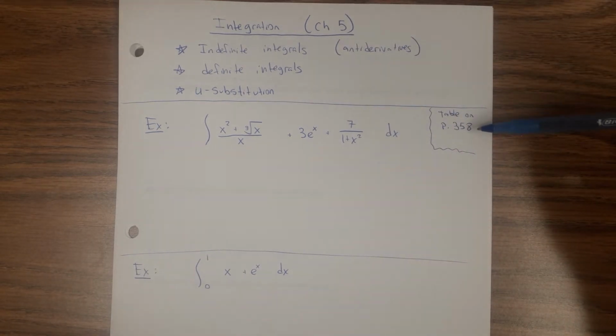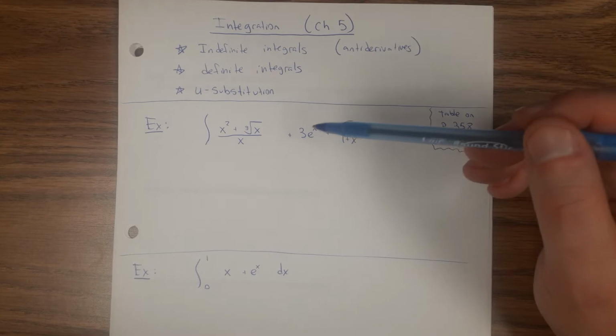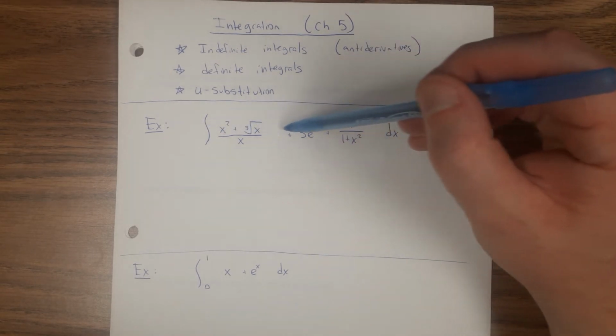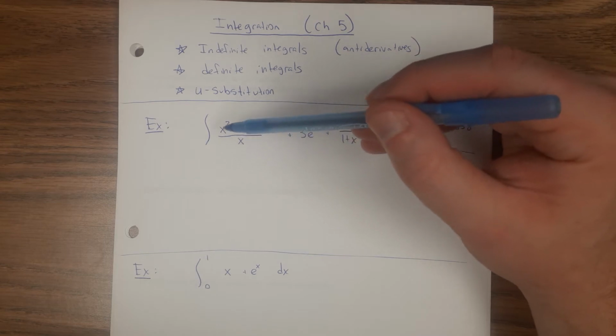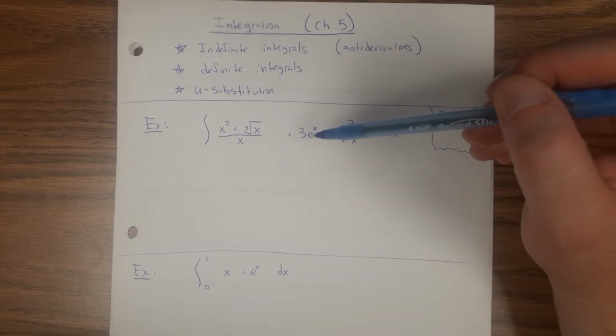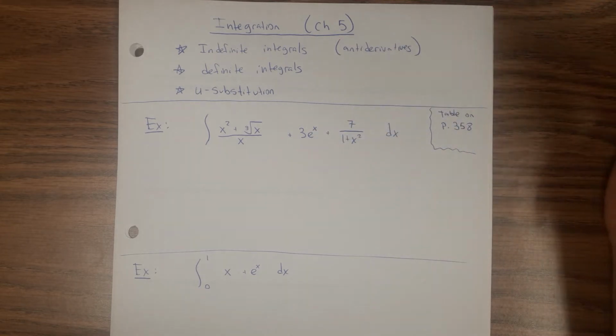There's a table on page 358 of antiderivatives. There are certain antiderivatives that you should just know. You should just memorize them, like powers of x, e to the x. As I look through this one, I see this is kind of a mess. I'll talk about this in just a second. This one is something that I know immediately. The antiderivative of e to the x is e to the x because I know my table.